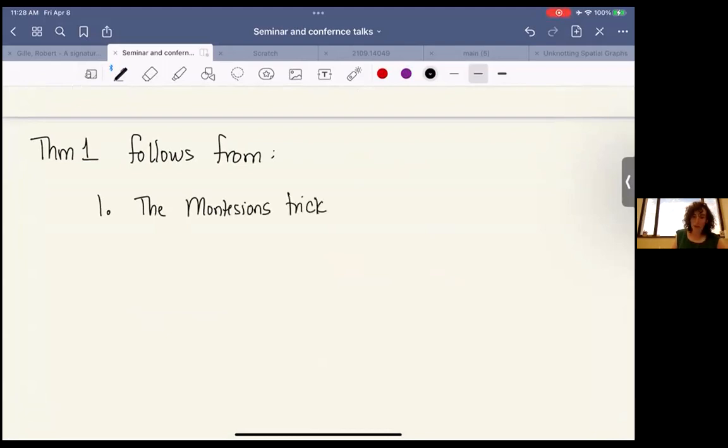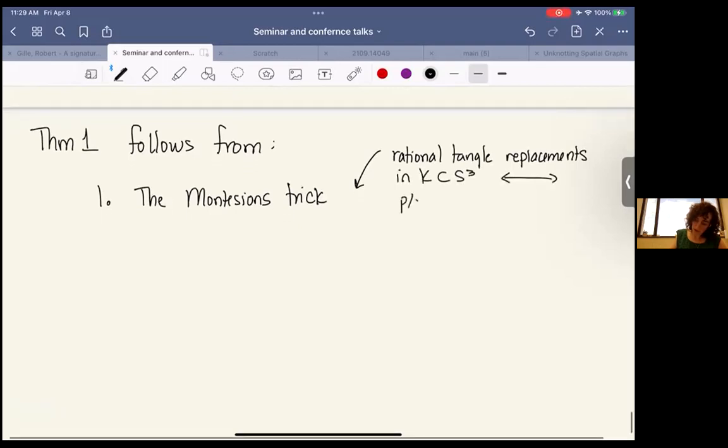But for now, let me just comment that this is going to be how we make a correspondence between rational tangle replacements in knots and rational Dehn surgery in the branched double cover of the knot.